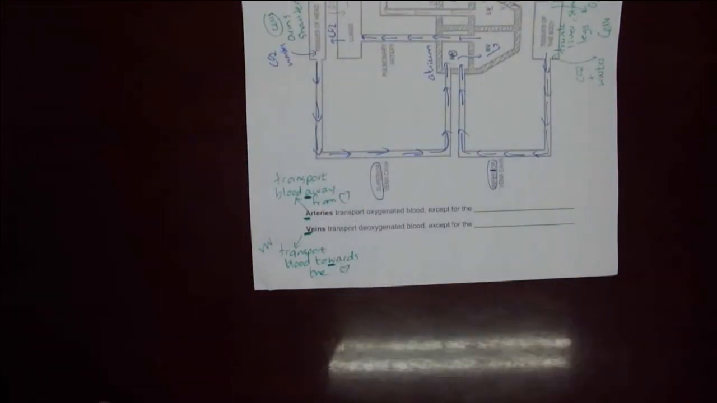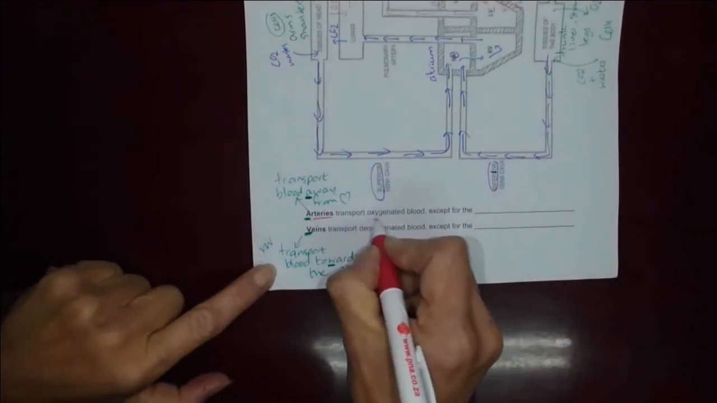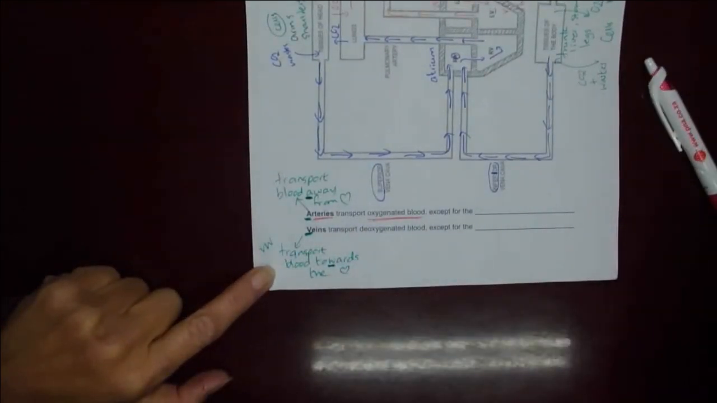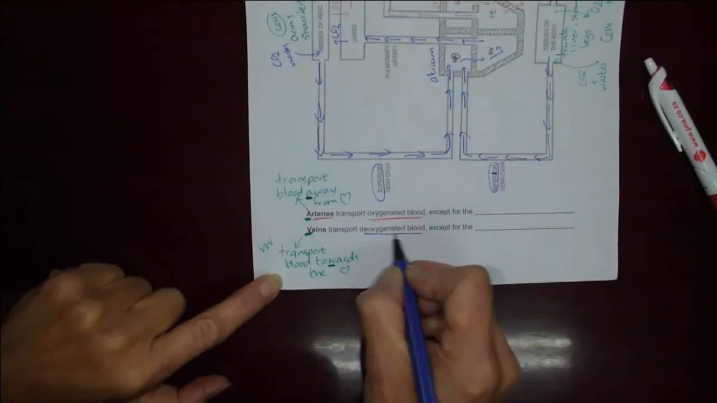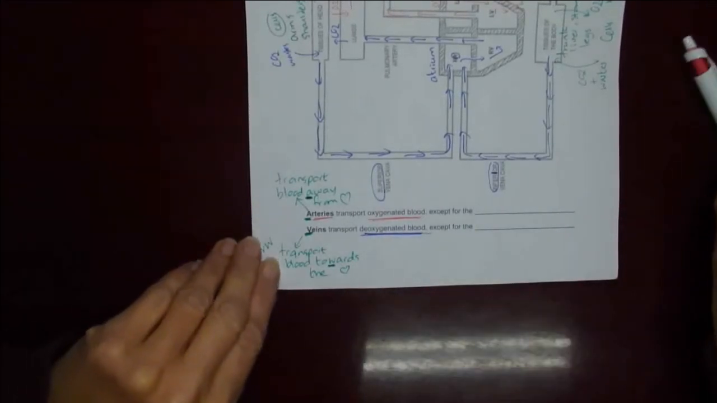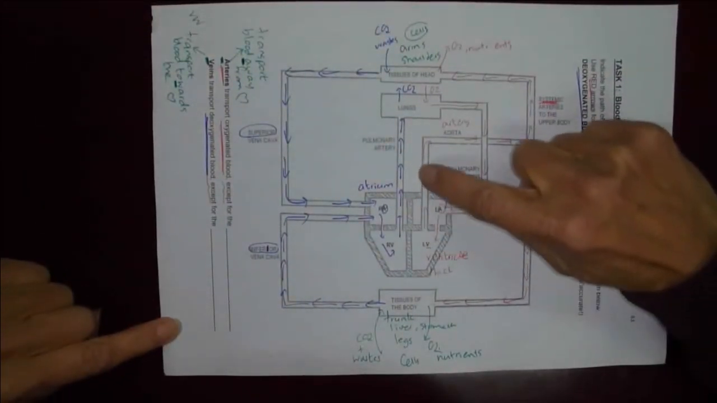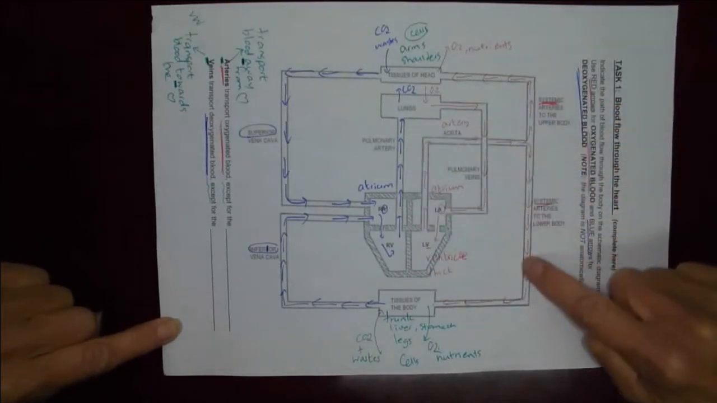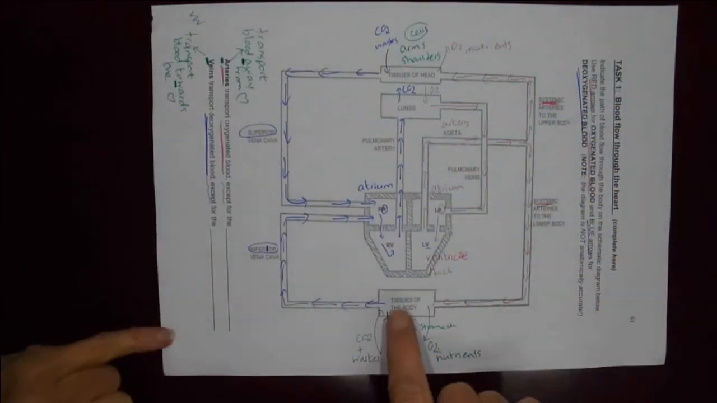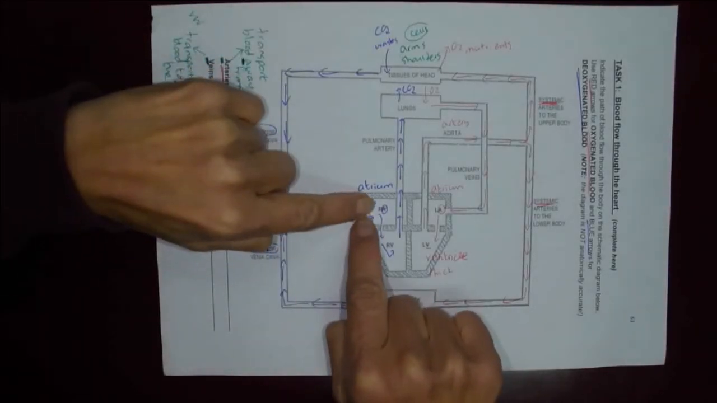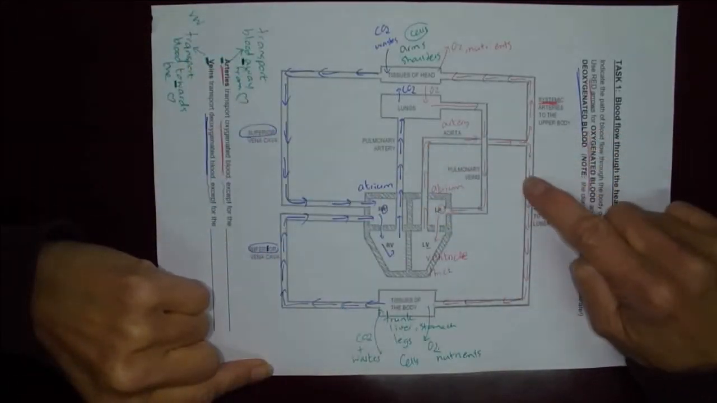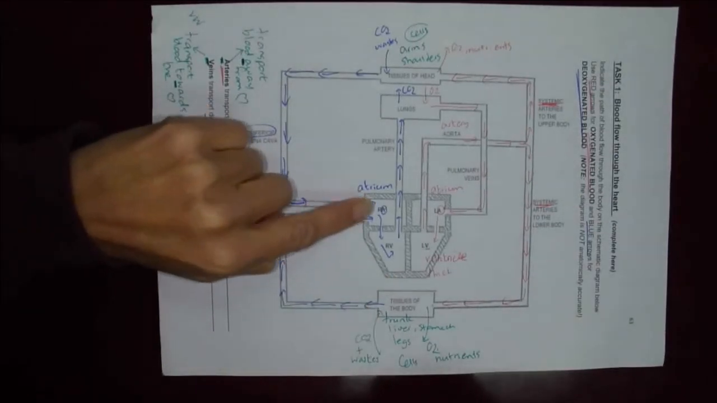Now it says here, arteries transport oxygenated blood. Veins transport deoxygenated blood. Yes, but there's an exception. Okay, so let's go back to the diagram and see if we can find the exception. We can see here that the aorta transports blood away from the heart. We can see that veins bring blood back towards the heart. Arteries have got oxygenated blood and veins carry deoxygenated blood. But there's the exception.